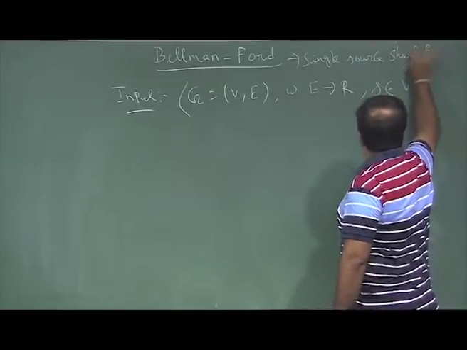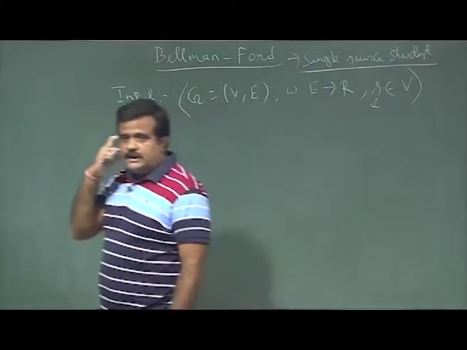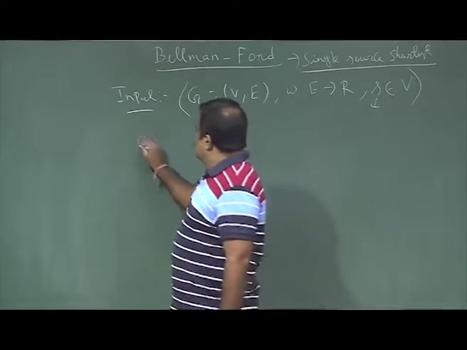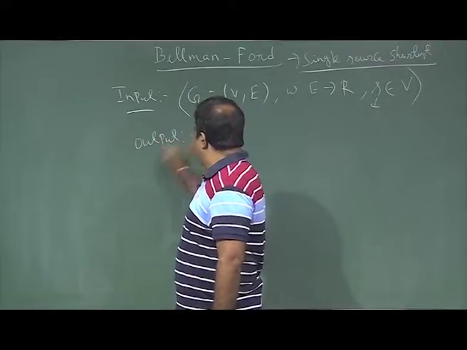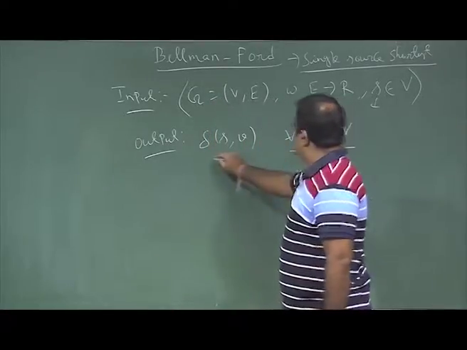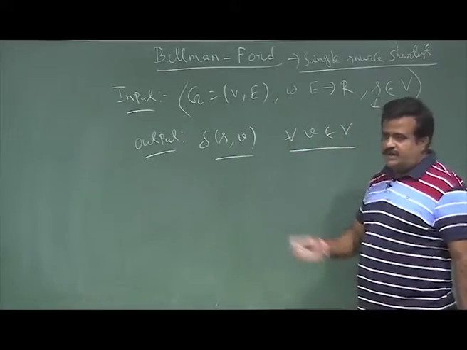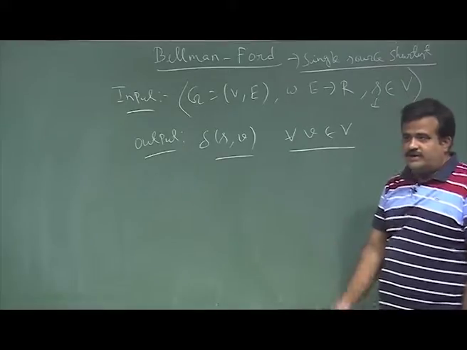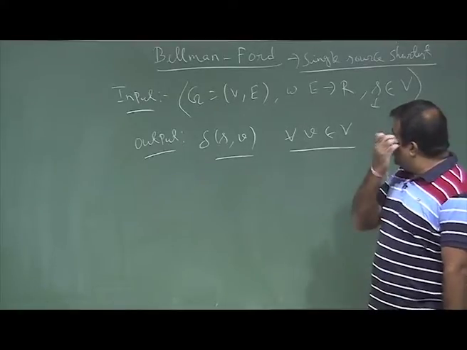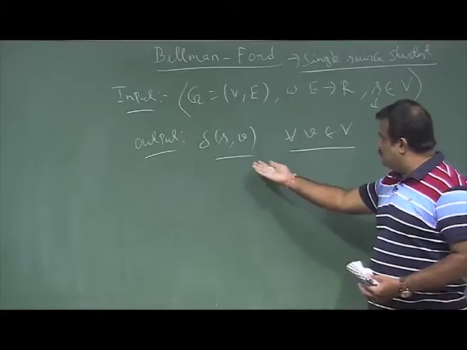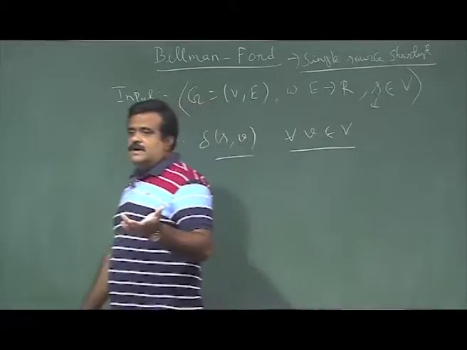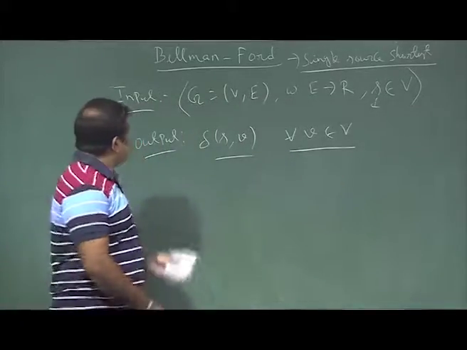So this is also a single-source shortest path algorithm. Given a source, we are finding the shortest path from that source to the other vertices. So the output would be delta(S, V) for all V, either it exists, otherwise it will be infinity. Otherwise there will be a negative cycle, so you have to report the negative cycle. So this is the Bellman-Ford input and output. Bellman-Ford should be able to report that, because here there is a chance of a negative cycle also.